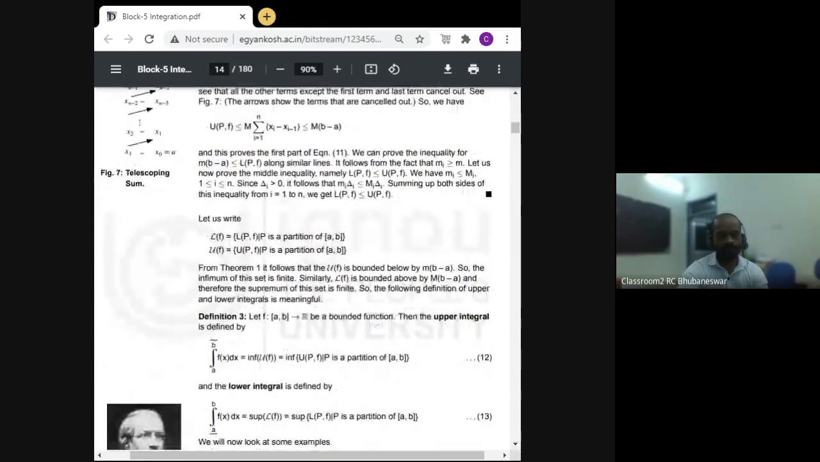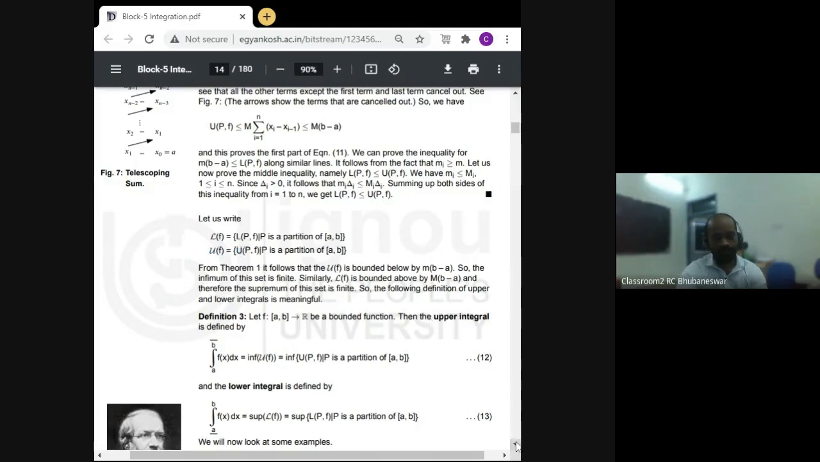So here, look at the notations. Particularly, we are using this kind of notation to represent the lower Darboux sum with respect to a partition in a closed interval AB, and this kind of italic U we are using to represent the upper Darboux sum of the function with respect to partition P for the closed interval AB.